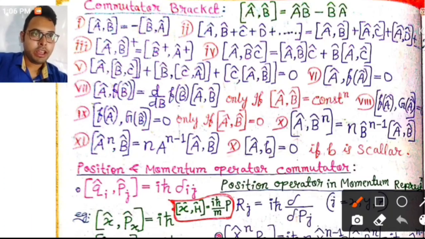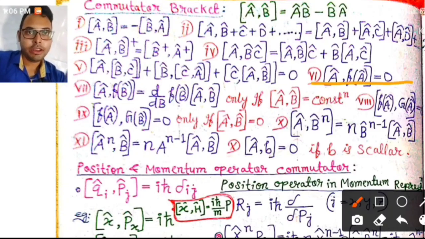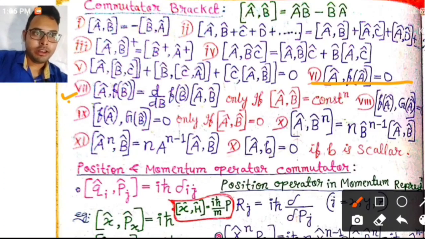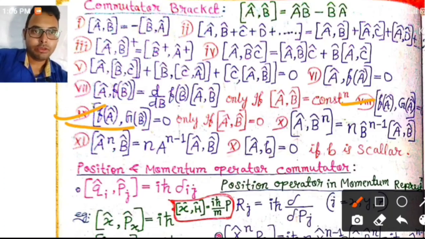If A commutes with a function of A, the commutator bracket of A and a function of A becomes 0. But look here, if the commutator bracket of A with a function of B is another quantity, then first you need to differentiate the function of B, then take the commutator of AB. The eighth property: a function of A and a function of B commute, and the commutator becomes 0. This property can only be satisfied if A and B commute.